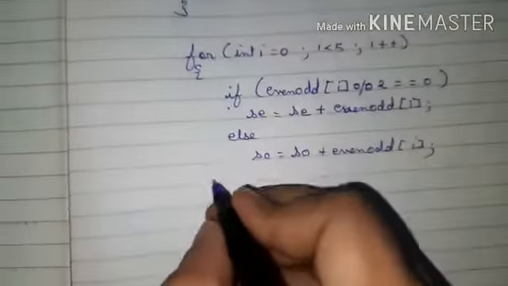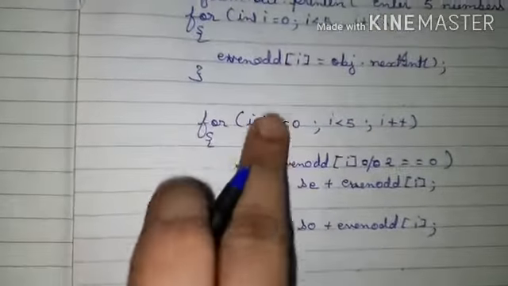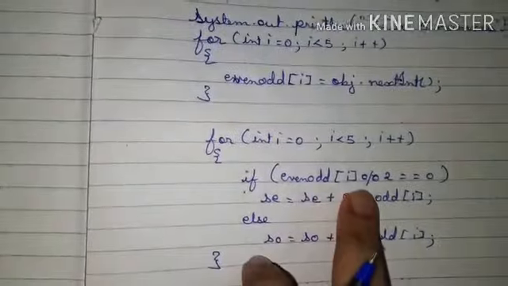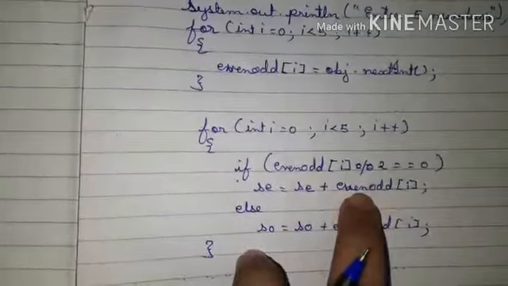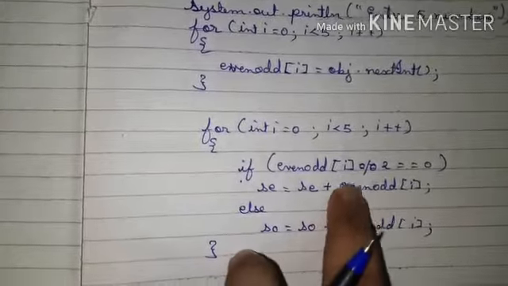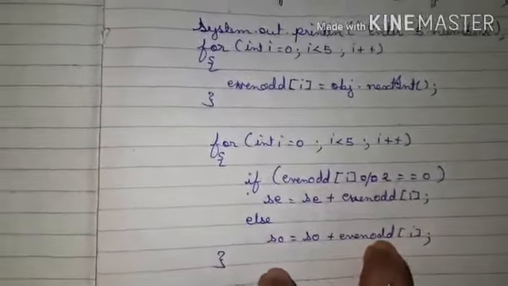So my calculation part is over. It will check the value you have entered at index 0. If it is even, it will come to this part and add, but if it is not divisible, it will come to this part and it will add here.